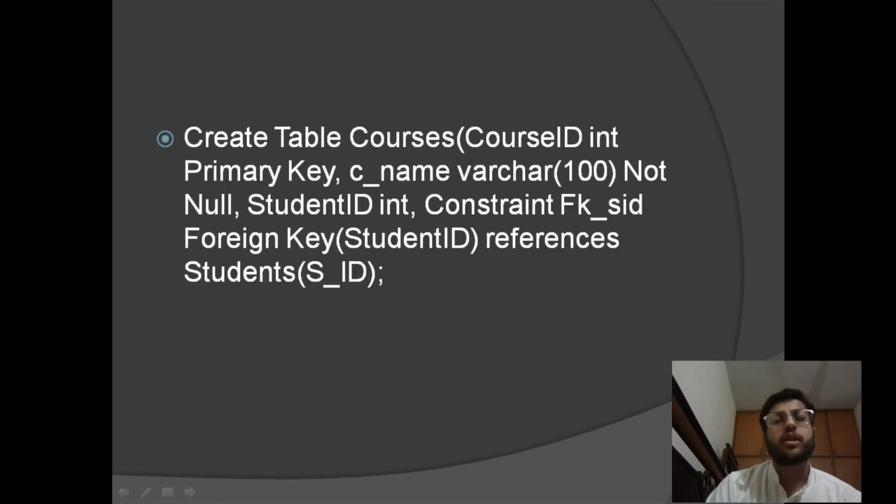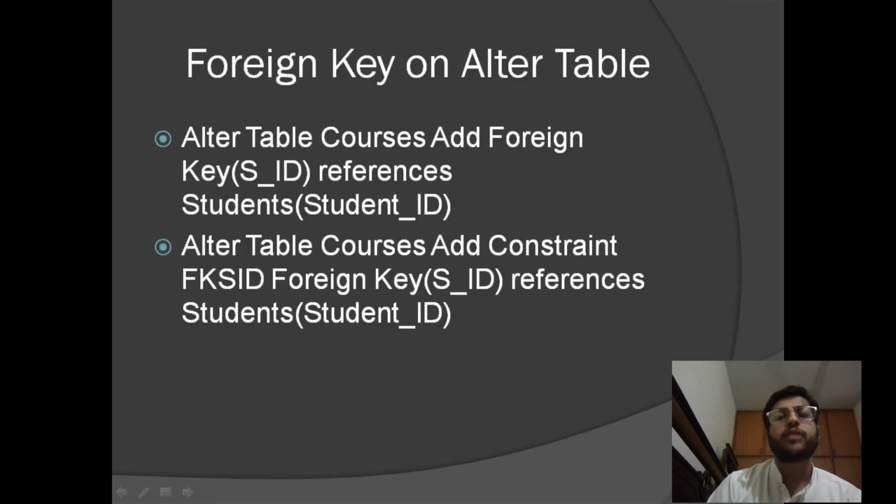Now the third one is create table courses, course ID, the name, the student ID. Then what we are doing, we are writing the keyword constraint, then FKSID foreign key student ID, that is referencing to the students table and then the SID of that table, right? Now how we can add this foreign key constraint in our alter table queries?